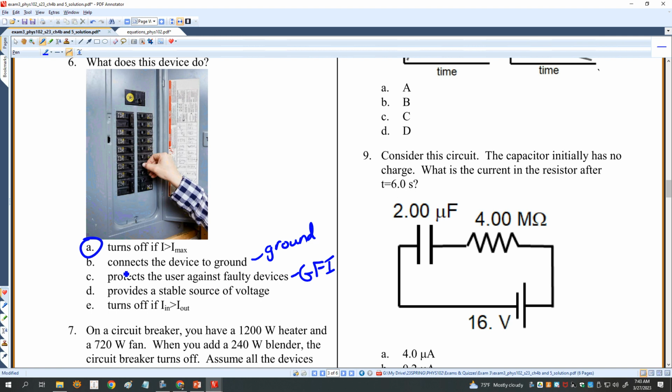Stable source of voltage, no, though we do have devices that do provide a stable source of voltage. That's called an uninterruptible power supply. We have them on a number of our instruments in the chemistry department. It's just to protect you from spikes in the power. Or turns off if incoming, no, that would be a GFI.